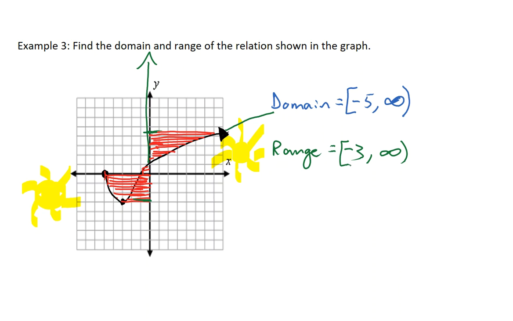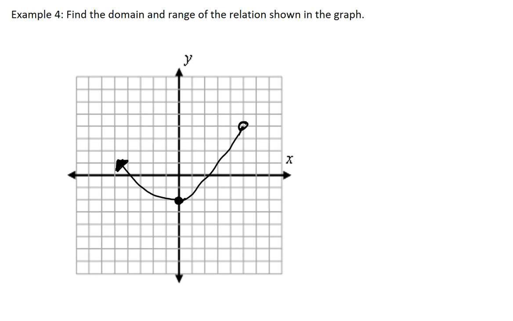Alright, let's look at another example. Alright, here we have another graph. This one is similar to the last one. The big difference here is we have an open circle on part of the graph instead of a solid dot. And these open circles work the same way they do when we were graphing linear inequalities, which basically means that the values will go right up to that point, but they don't include the point.